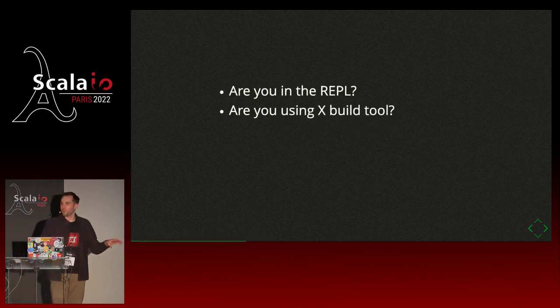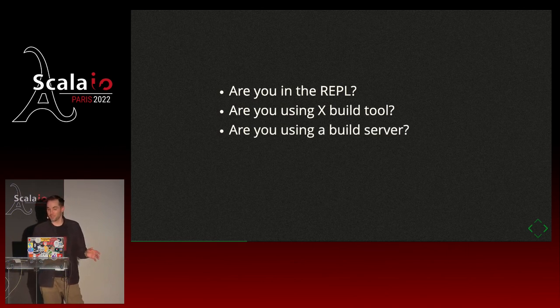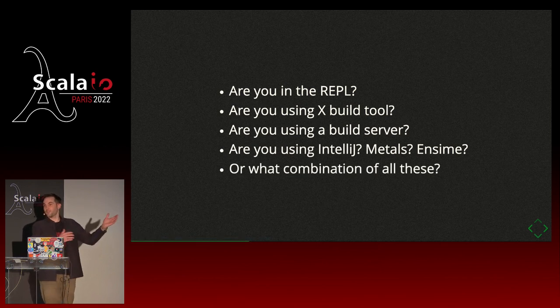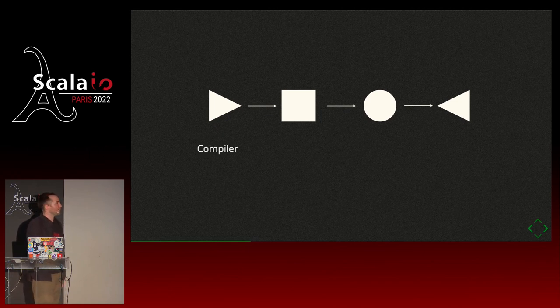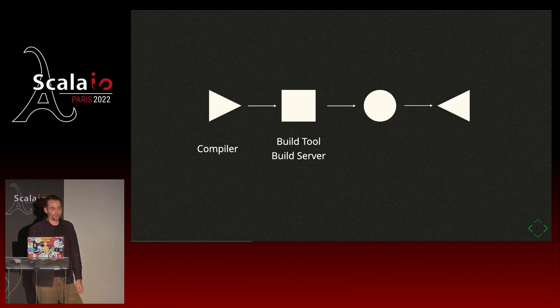Are you using X build tool? Are you using a build server, maybe? Are you using IntelliJ, Metals, Enzyme? Or a combination of different ones of these. And the arrows would go all over the place about what your actual diagnostic message looks like based on all of these things. So I drew a little diagram here to help us out. We have the compiler. Then we have a build tool or a build server. We have Metals, because I'm most familiar with Metals, but more or less it will work somewhat similarly in other editors. And then you have your editor. And we'll break these down.